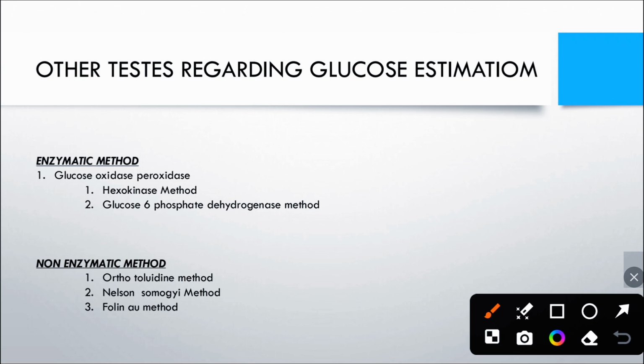Then other tests regarding glucose estimation. Enzymatic methods are the glucose oxidase peroxidase method, hexokinase method, then glucose 6-phosphate dehydrogenase method, three types. Then non-enzymatic methods are the orthotoluidine method, Nelson-Somogyi method, and Folin-Wu method.